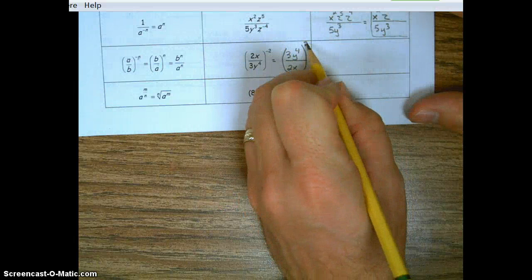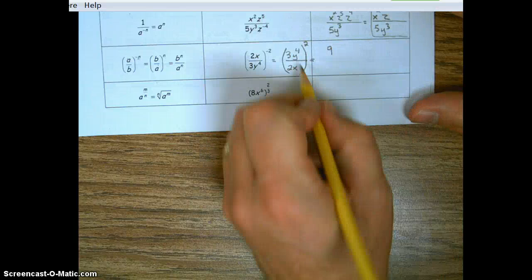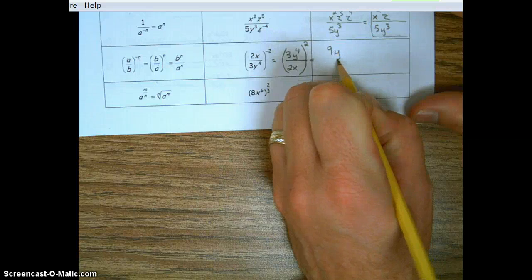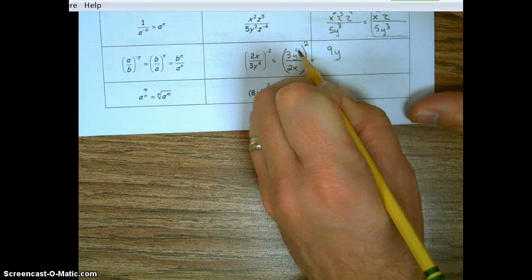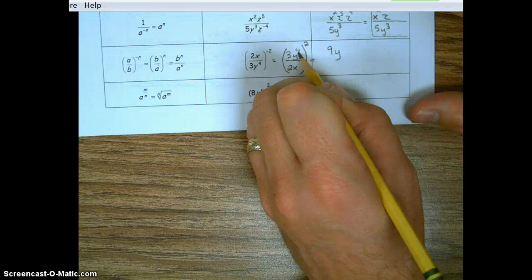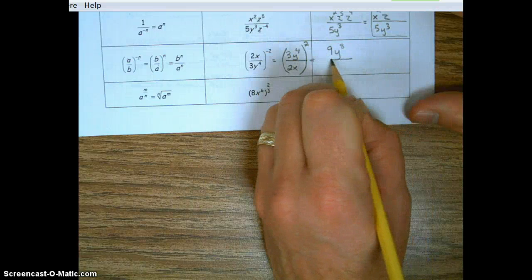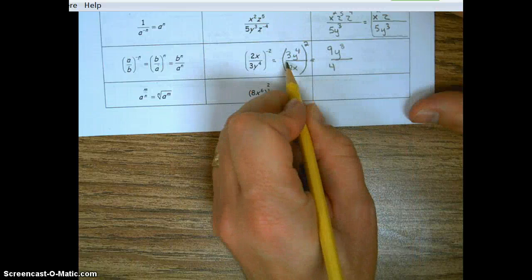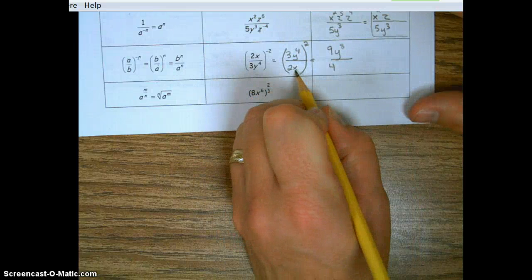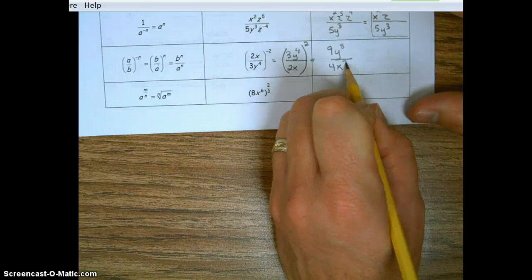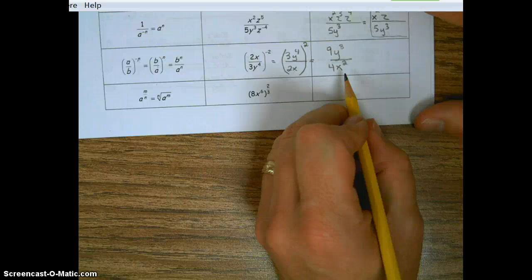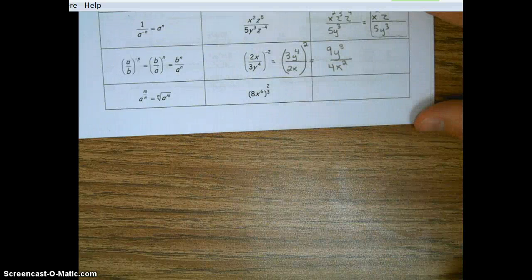So 3 squared is 9. Y to the 4th to the 2nd power. Do you remember what to do here? Excellent. Multiply. 2 squared is 4. Notice I'm doing it to every single term. And then x squared. And there's nothing more left to do on that one. That one's as good as it gets.